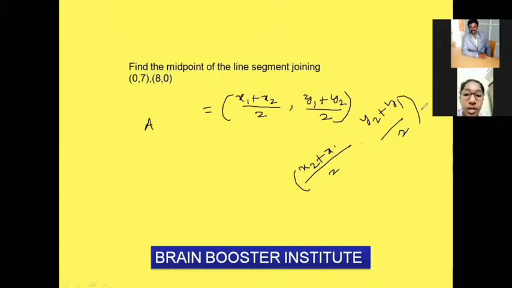Yes, sir. That is also correct. No need of that, it's the commutative property, isn't it? Yes, sir. What is the commutative property? A plus B is equal to B plus A. So x1 plus x2 is equal to x2 plus x1. That's all.